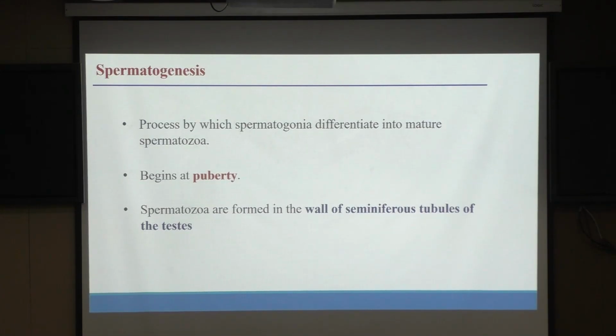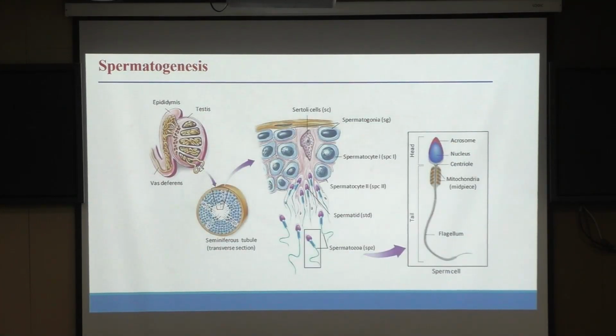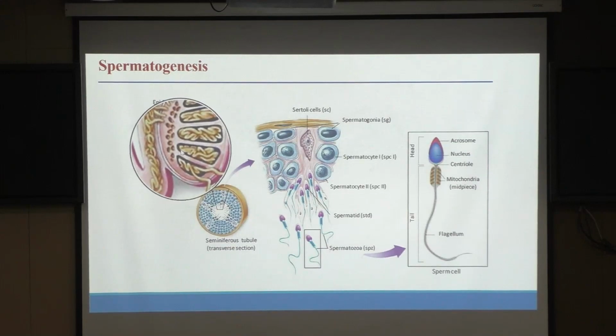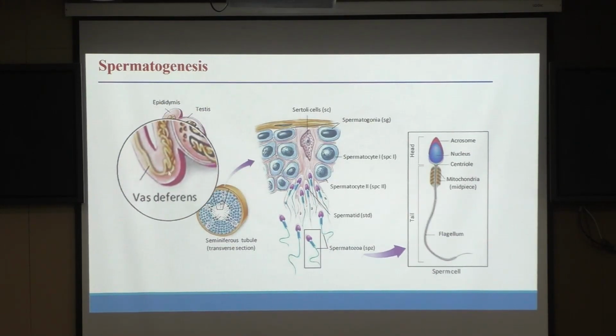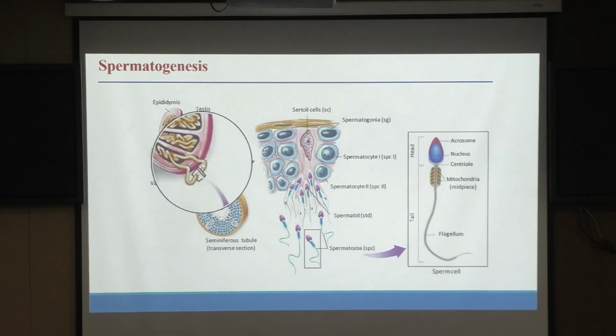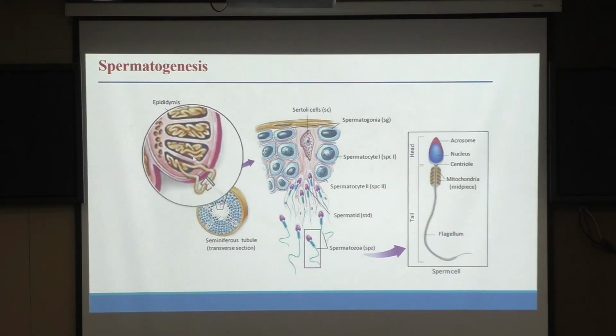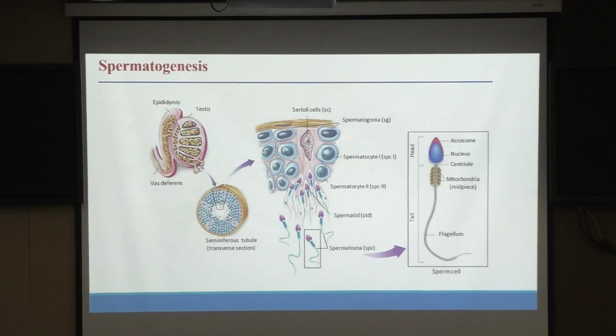Now, these spermatozoa are found in the wall of the seminiferous tubules of the testis. If you take a cross section of the testis, it is made up of different lobes and lobules, and in each lobule there will be coils of seminiferous tubules. So this is a testis, and you can see this is a seminiferous tubule, right? Coils of seminiferous tubule.